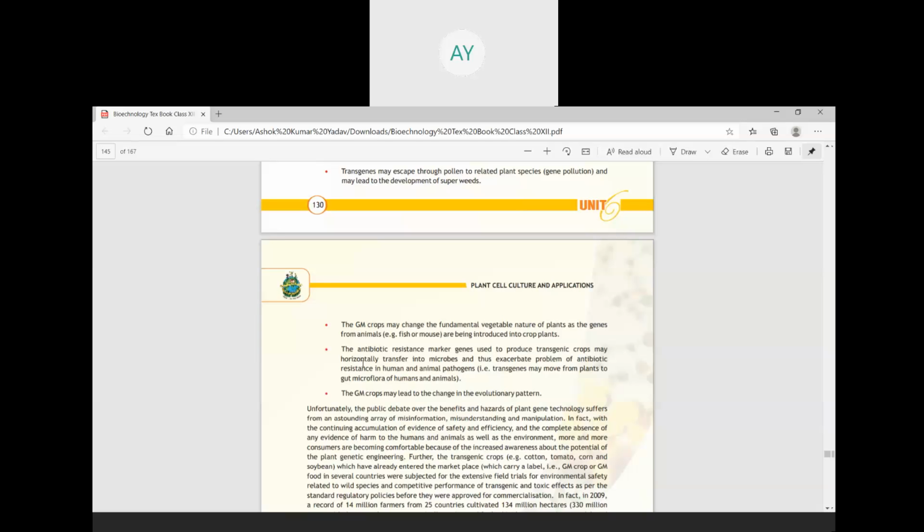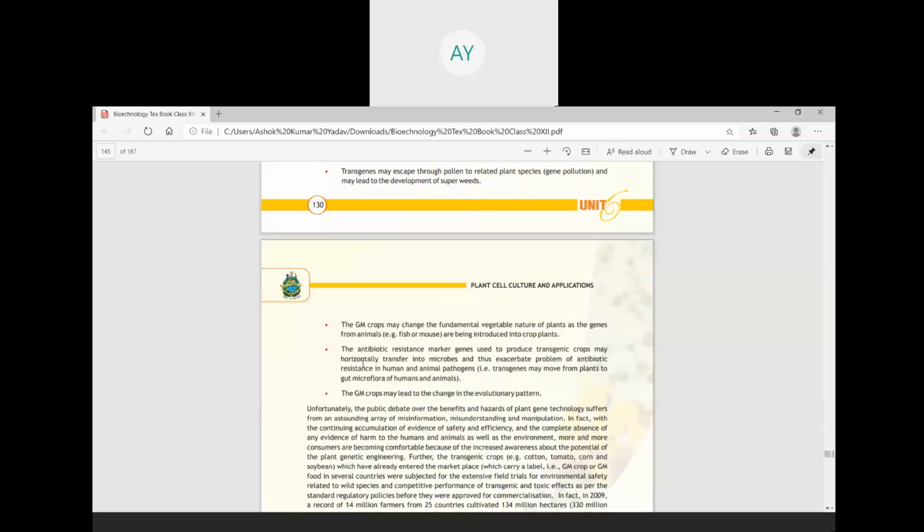Means if you are eating the product of the gene of the mice and fish, you are not 100% vegetarian. So this is the concept. GM crop means a gene can be transferred from any microbes or any animals into the plants. So it is not ethical for the society who is vegetarian.